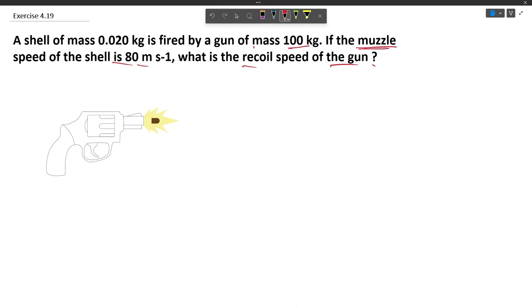So P, the momentum initial, is equal to P final.